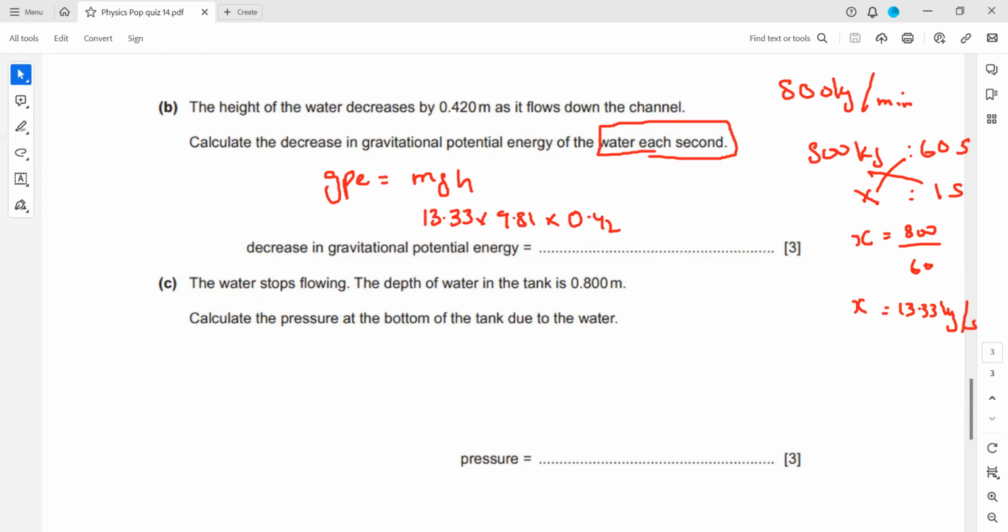What's the final answer? For the GPE, the gravitational potential energy, it is 54.74, or 54.7, and the unit of energy is joules. Is it clear? That was part B, how we worked out the gravitational potential energy. Anyone having a doubt?